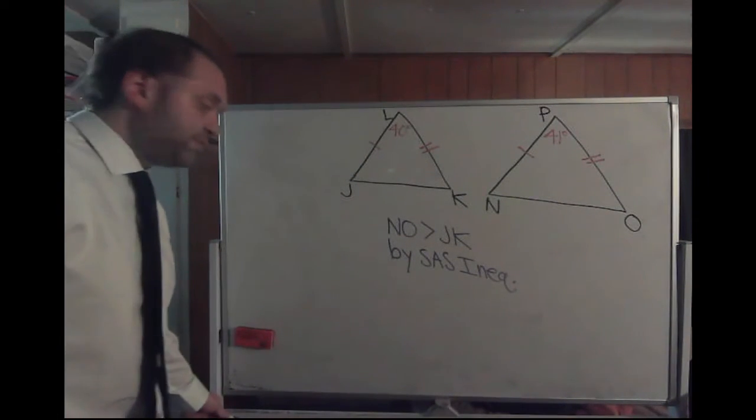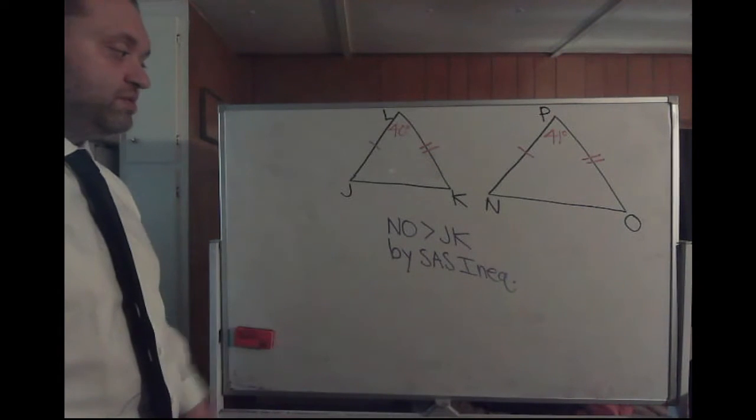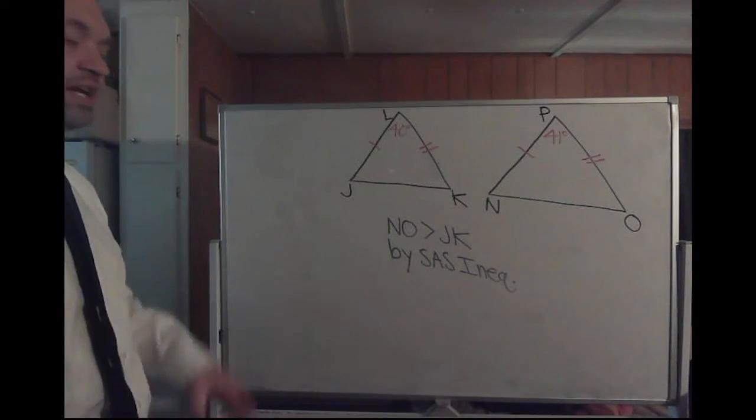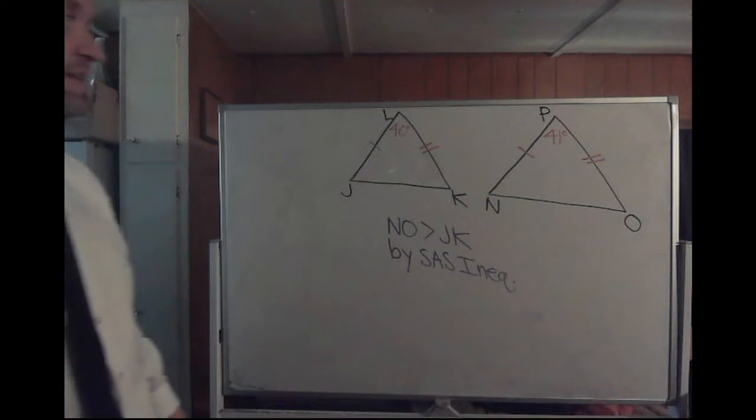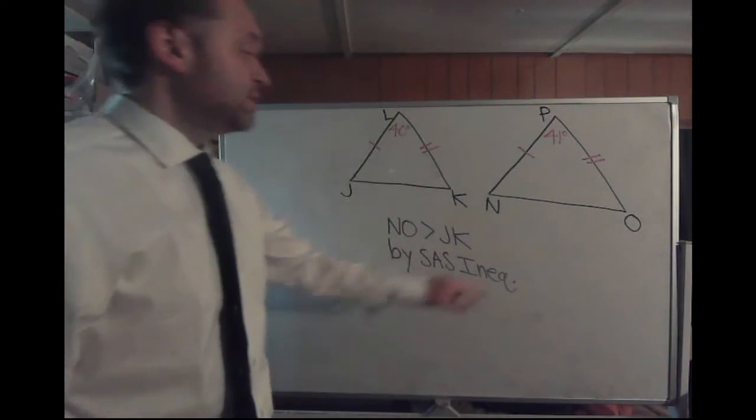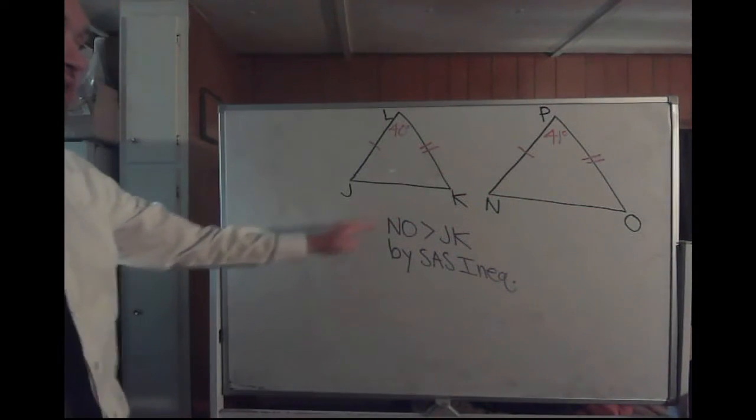So all we're doing for these exercises is putting these two theorems into practice. That's really all we're doing. By the side angle side inequality theorem, the length of NO is greater than the length of JK.